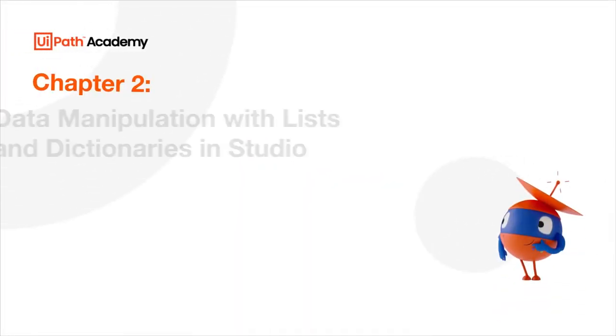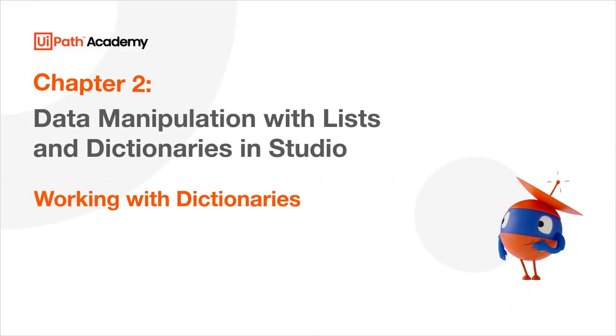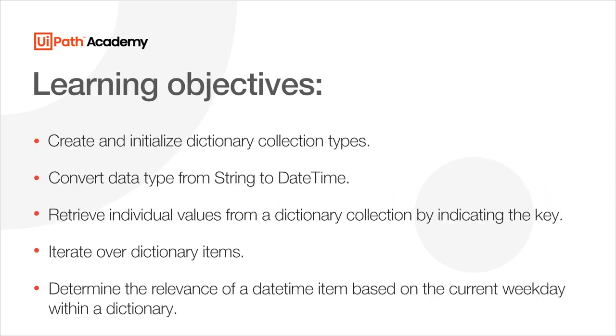Hello, and welcome to this demo where we'll learn to use dictionaries in our automation processes. In this video, we'll learn how to create a dictionary with usernames as keys and their birth dates as values. We'll use both of them with string as the type.